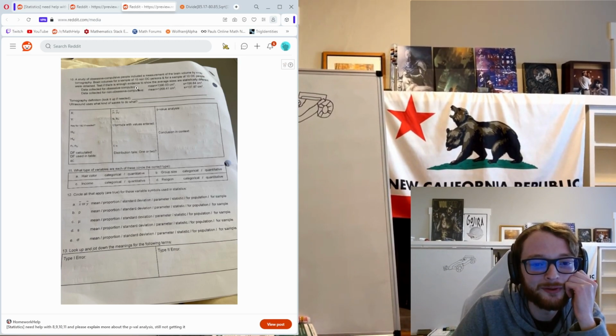Brain volumes for a sample of 10 non-OC persons. I don't know what OC is. I don't think it's particularly important though. Oh, obsessive compulsive. I've seen Orange County, but I don't know why. I don't think that's it. Unless there's enough evidence to show the average sizes are statistically different. Seems like another 2-sample t-test.